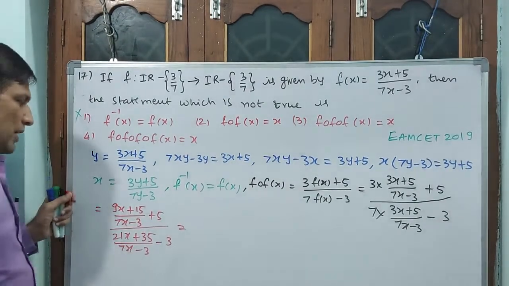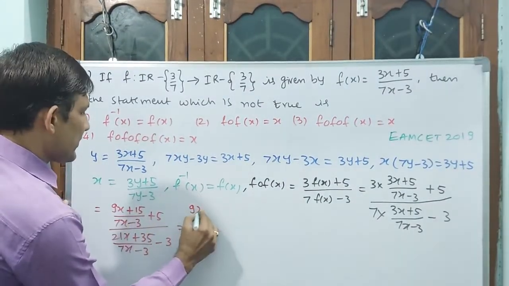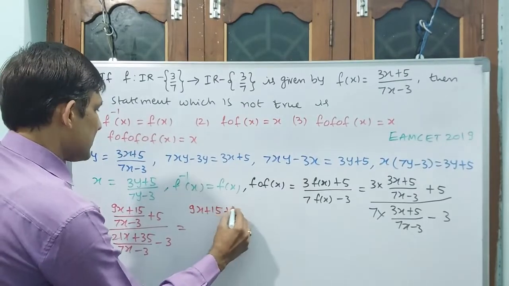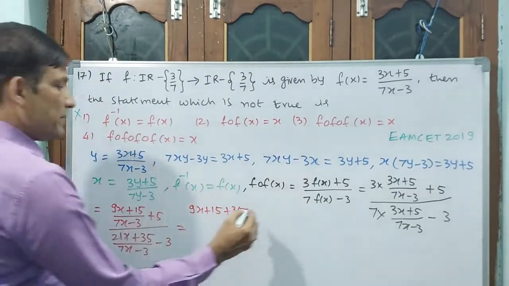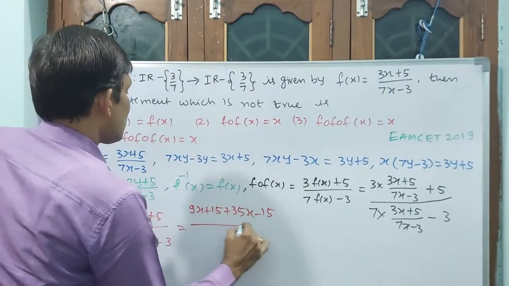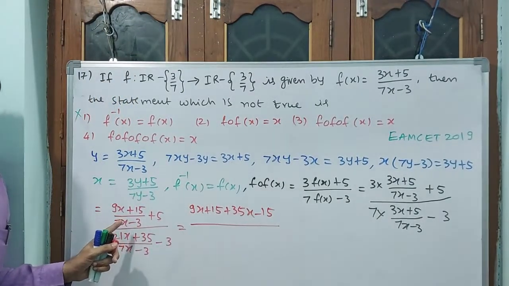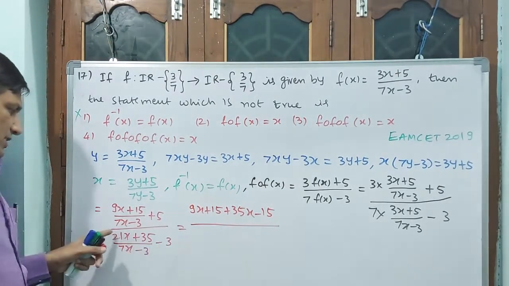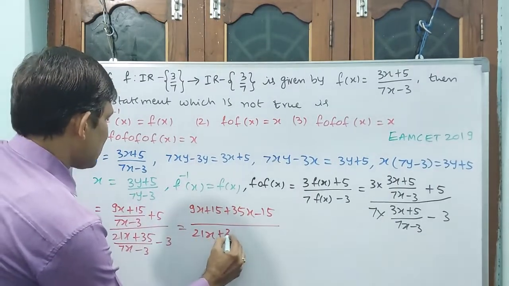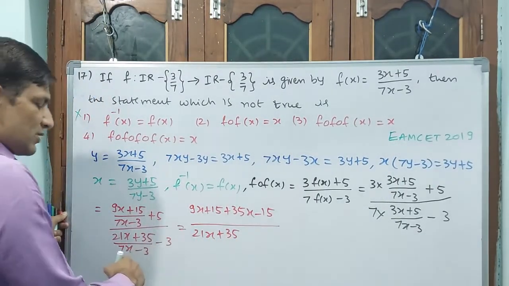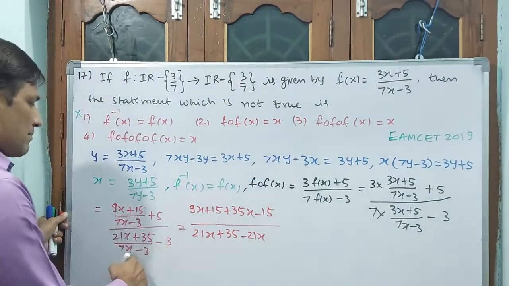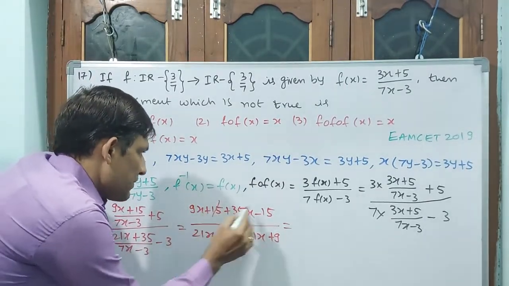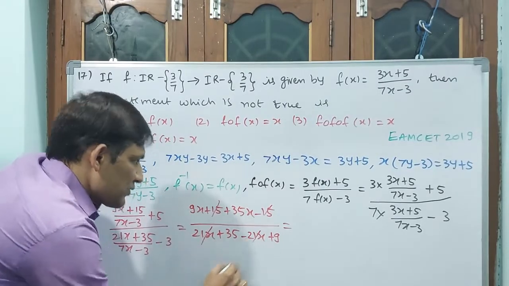Now cross multiply. Numerator and denominator separately. 9x plus 15, if you cross multiply, see 35x plus 35x minus 15 divided by 7x minus 3. I am not writing the denominator. Why? Because denominator and denominator are going to get cancelled out. That is why I am not writing. Okay? 21x plus 35 minus 21x plus 9. Okay? You see here, minus 15 plus 15, minus 21x plus 21x are going to get cancelled.